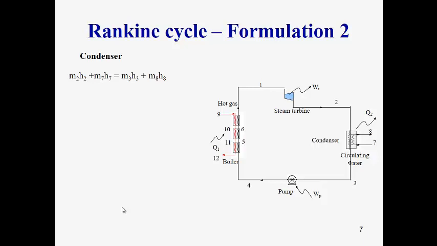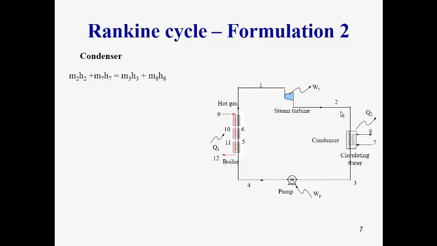The energy balance equation in the condenser: at the inlet the total energy is m2 h2, and water is entering here with m7 h7. At the exit it is m3 h3, and the water exit is m8 h8. We assume this condenser is completely insulated.